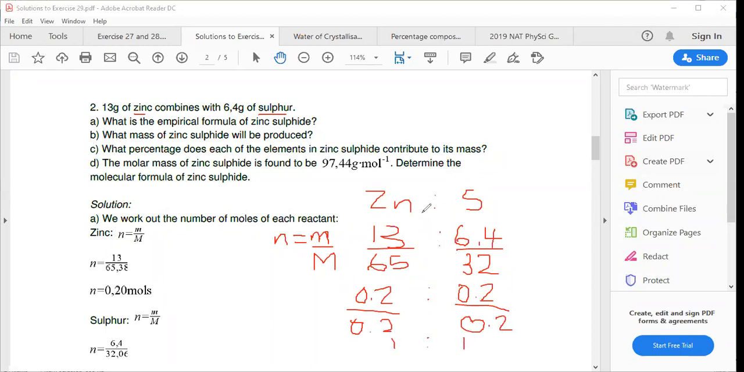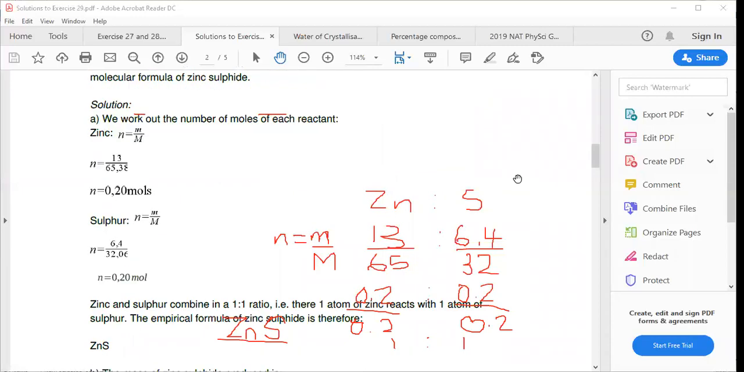So it means our formula is going to be 1 zinc, 1 sulfur. My final formula is going to be ZnS. That's the formula for this substance, zinc sulfide. That becomes your empirical formula. Clear?